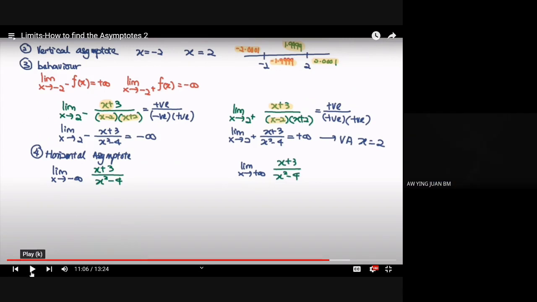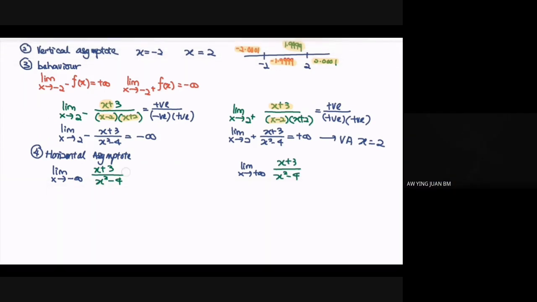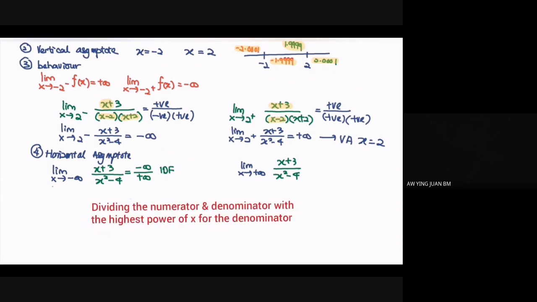Teruskan. Next, we are going to substitute the value, and we will have negative infinity for the numerator and positive infinity for the denominator. So in this case, we denoted it as IDF or indeterminate form. So now we have the IDF. So what is the strategy to solve this kind of problem? Dividing the numerator and the denominator by the highest power of x for the denominator. So kindly reverse the denominator. We have the highest power is x squared.